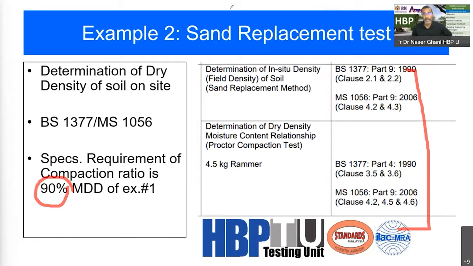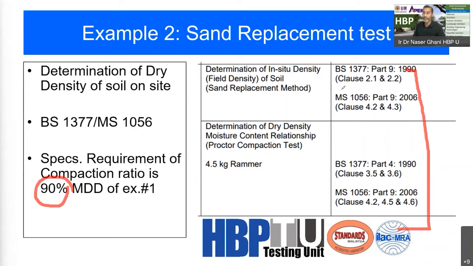The sand replacement test is done according to the standard I mentioned just now in our lab, the HBPTU testing unit, which is an accredited lab I mentioned before, accredited by Standard Malaysia and also ILAC MRA, the international partner of Standard Malaysia. Our lab will carry out this test, called determination of dry density or field density of soil, sand replacement method.